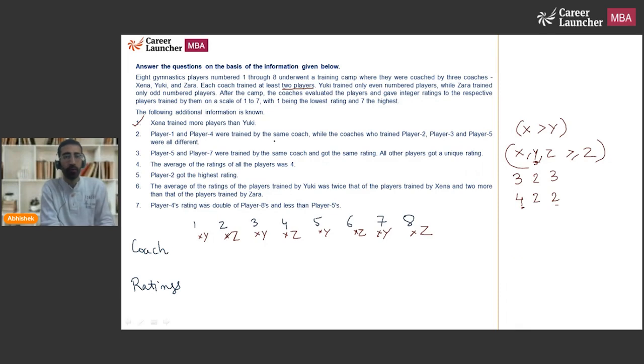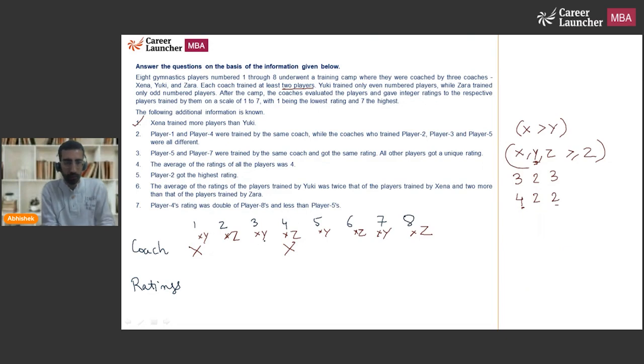Player 1 and player 4 were trained by the same coach. Now, player 1 is not trained by Y, player 4 is not trained by Z. If they have to be trained by the same coach, that coach has to be X, surely. Very useful piece of information. While the coaches who trained players 2, 3, and 5 were all different. 2, 3, and 5, three players, three different coaches, X, Y, Z.